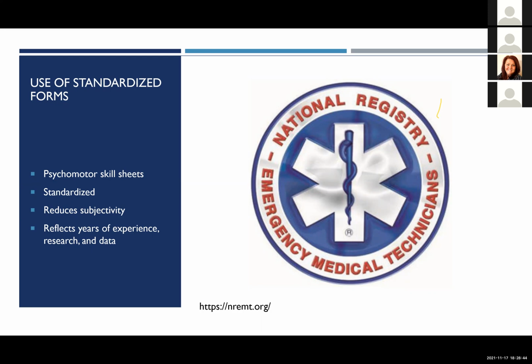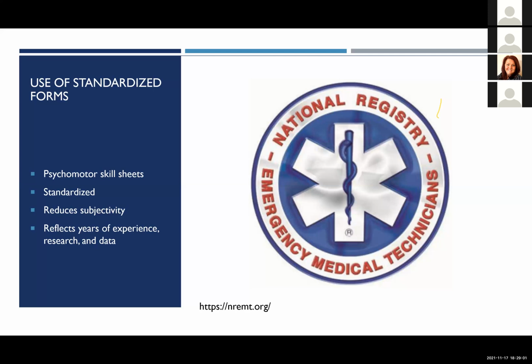So good news for us that this is a requirement, to utilize these skill sheets. This means one less thing we have to come up with and develop on our own if we're concerned about resources and time and money and all those things. Utilizing these skill sheets is beneficial.